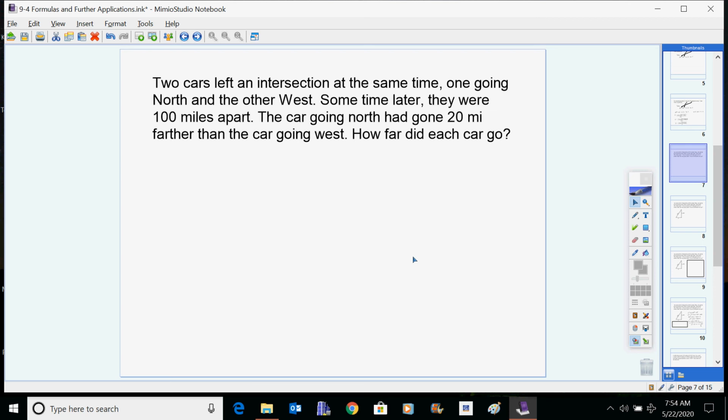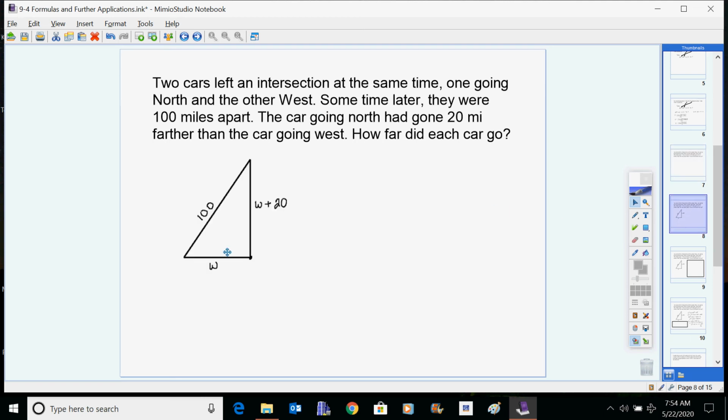2 cars left an intersection at the same time. So we've got a mental picture in your mind. Sometimes it helps to draw a physical picture, which is what's coming next. One's going north and the other's going west. At some time later, we don't know when it is, they're 100 miles apart. The car going north had gone 20 miles further than the car going west. So we have a situation where the one going this way went 20 miles more than the one going this way, and they end up 100 miles apart.